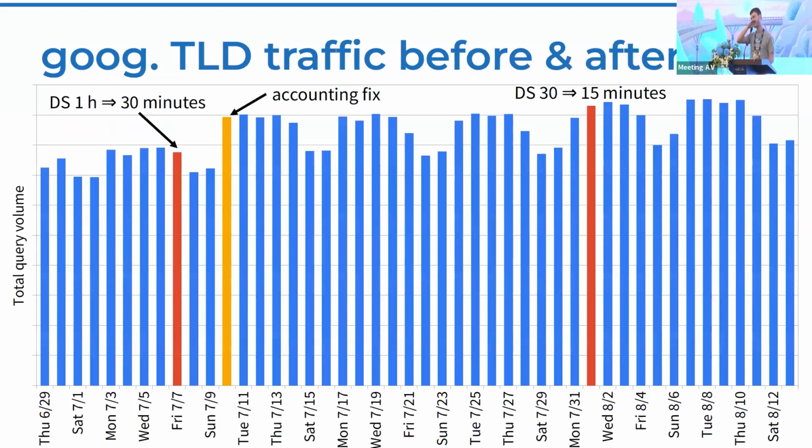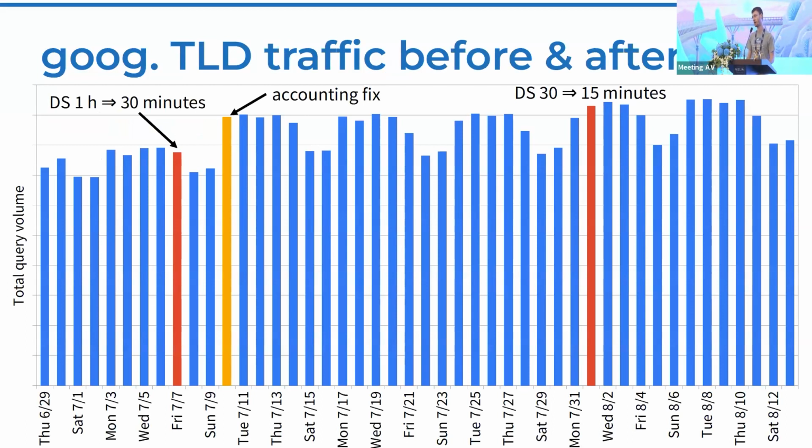Here on the x-axis, we have dates. On the y-axis, total query volume as observed on the TLD level. And the two red bars are the days where they changed from 1 hour to half an hour, and from half an hour to 15 minutes.